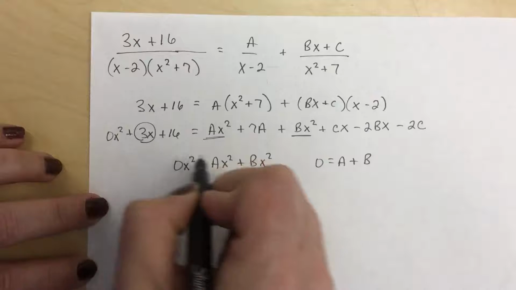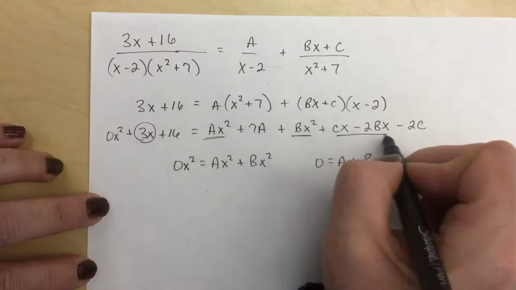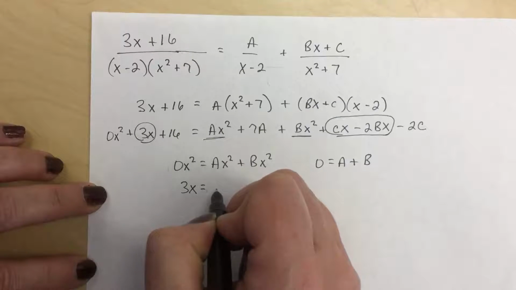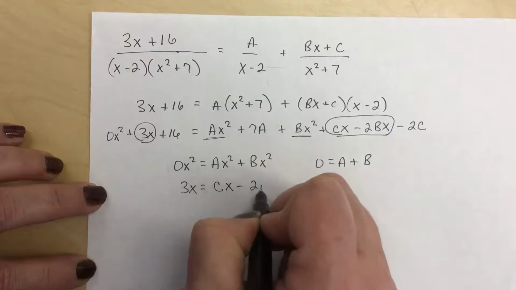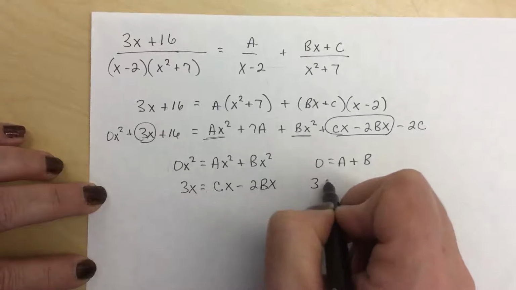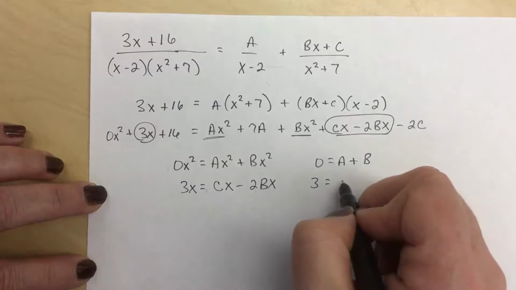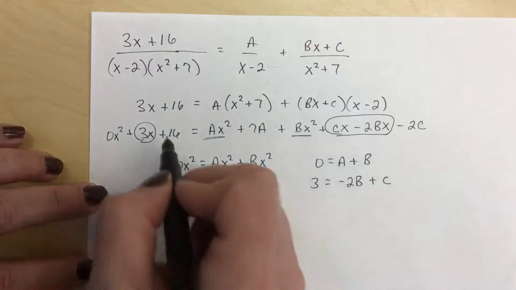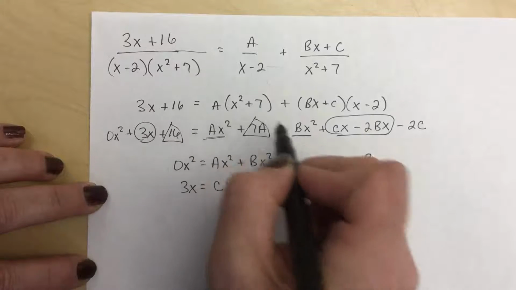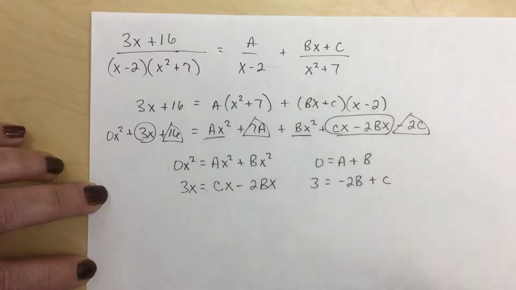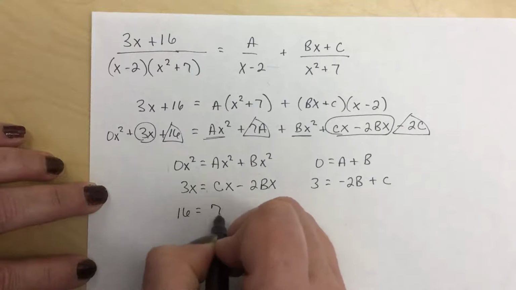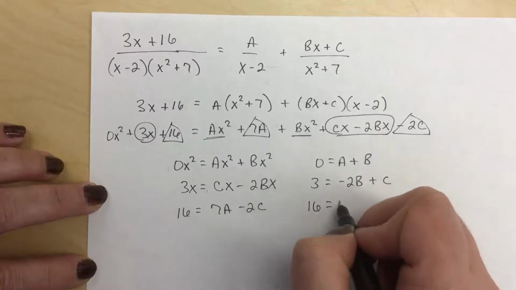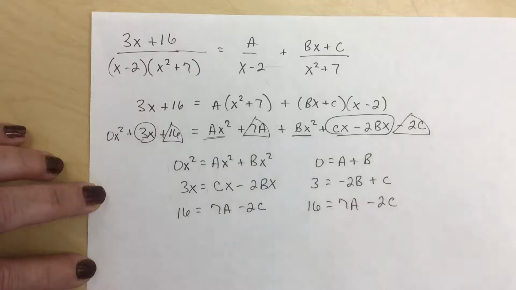Okay, so everything with x's in it, all of that has x's in it. So 3x equals cx minus 2bx. So that means 3 is equal to, I'm going to put my b first, so negative 2b plus c. And then do our constants. So 16 equals 7a minus 2c. And then that doesn't change any. 16 equals 7a minus 2c.